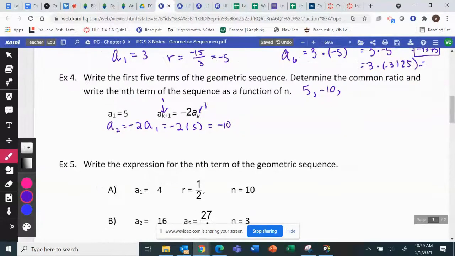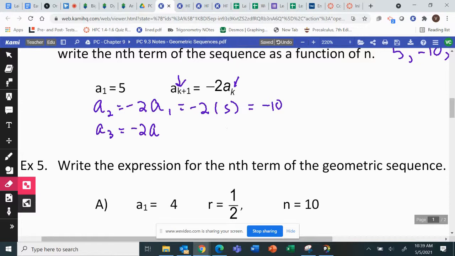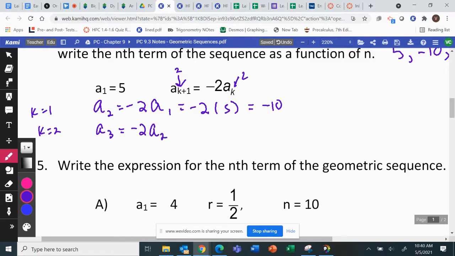So to find a sub 3, I'm going to do negative 2 and into the k, I'm going to have to plug in 2. So if I plug in 2 into k, then I get a sub 3 equals negative 2 a sub 2. So that'll be negative 2 multiplied by negative 10, which is 20.